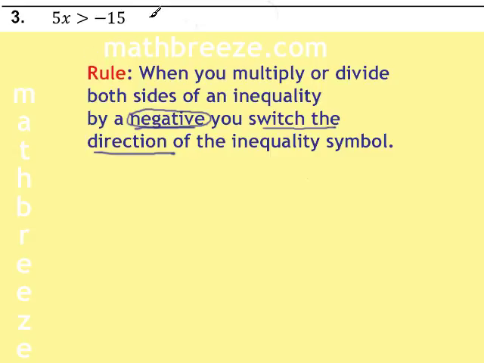All right, so now let's solve this simple inequality. It says 5x is greater than negative 15. So we're going to divide both sides by 5. Now we're not dividing by a negative. We're dividing both sides by a positive 5. So this rule does not apply. And we get, just like one would expect, x greater than negative 15 divided by 5, which is negative 3. x is greater than negative 3.